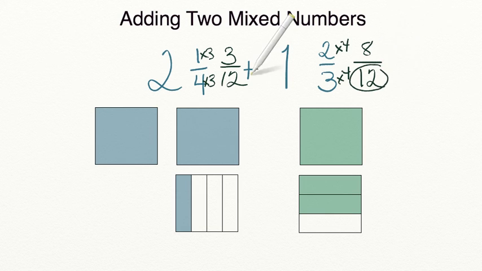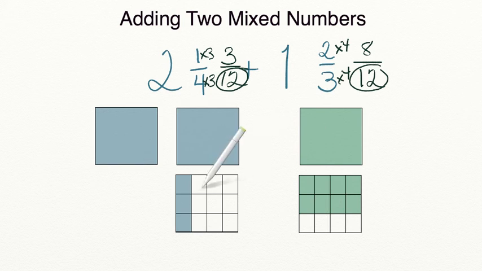So we now have the same denominators. Well, let's see, what does that look like with our fraction bars? We now have 12ths as our denominator, which means we have 12 pieces in each of our fraction bars. Now notice that we did not change the amount we had shaded in, we just changed the number of pieces. So now I have 3/12 in blue, and I have 8/12 in green. Now this makes it a lot easier to add together.